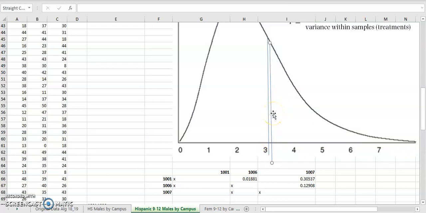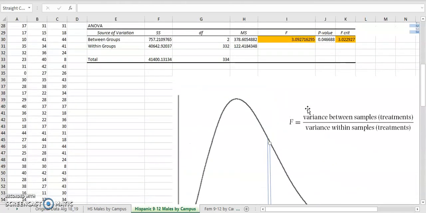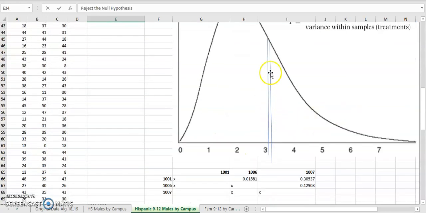Because that F factor is to the right of my F critical, this area right in here would have been the null hypothesis. I'm going to fail to reject it. But because it's outside of that, from this ANOVA result, I'm going to actually reject the null hypothesis, because I do have an F factor that's outside of the fail to reject zone right in here.